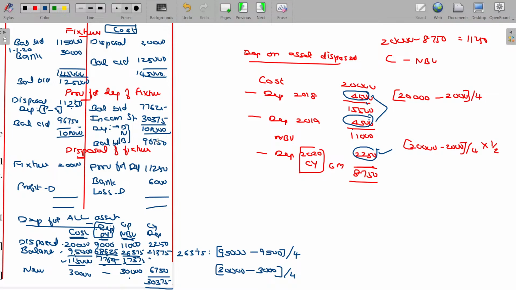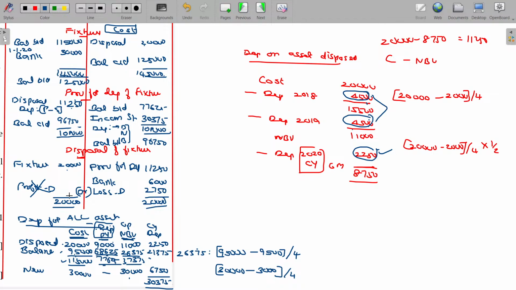Disposal of fixtures, 20,000 this one. Now tally, you will get either profit or loss on disposal. If you have the value higher on the debit side, then definitely you don't have the profit, you have only loss. What is the ultimate value? 2,750 will be the loss on disposal. Clear?